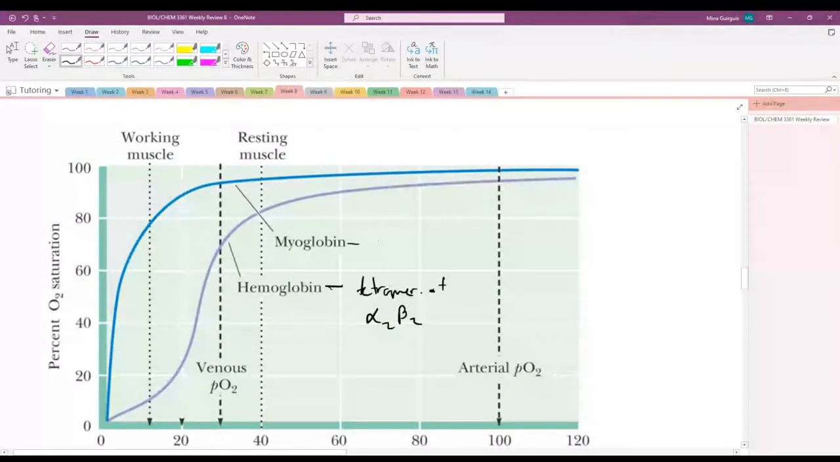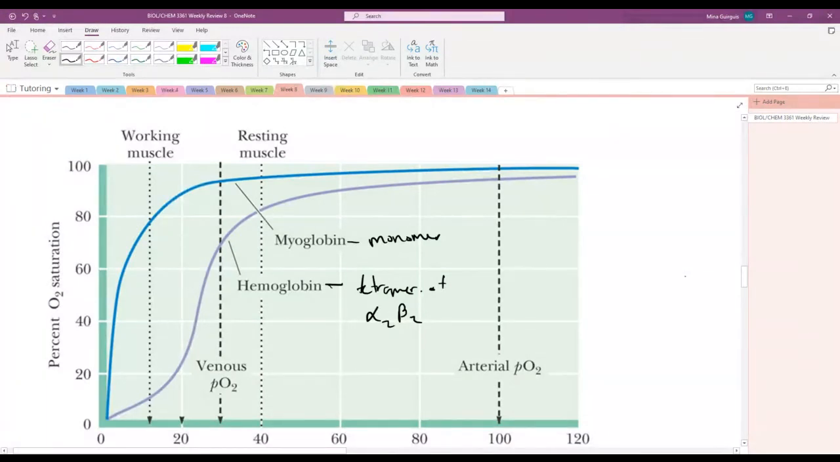Myoglobin is a monomer. Does it matter? Not yet, but it will. And then more specifically, hemoglobin carries oxygen in the blood, myoglobin carries oxygen in the muscle. The reason this is important is because structure dictates function. So if they're going to have functions that are different, they should have different structures.